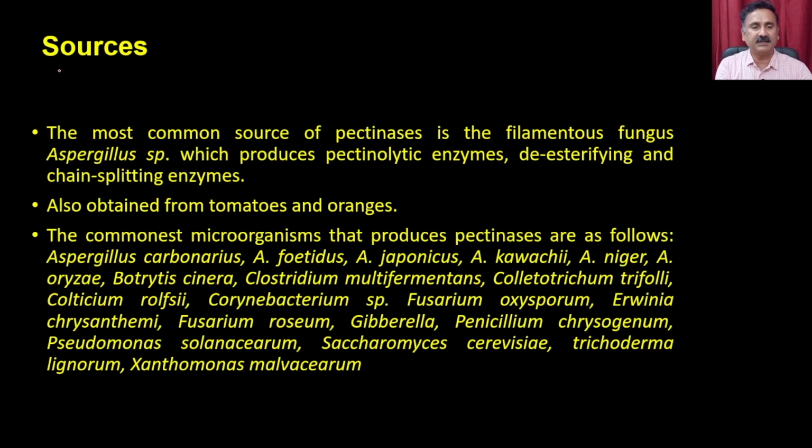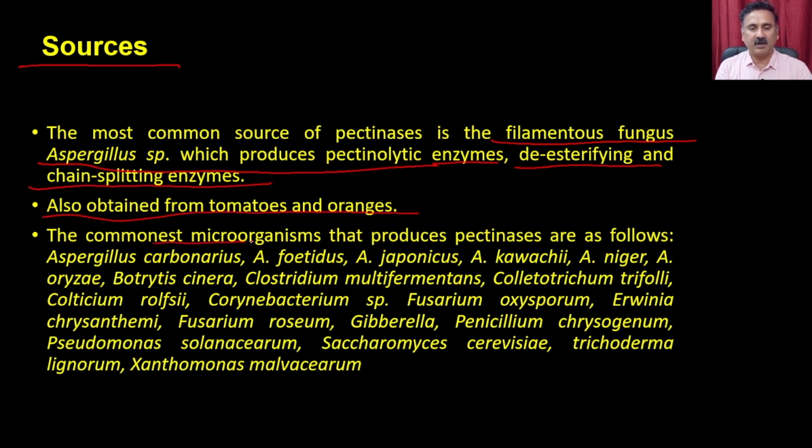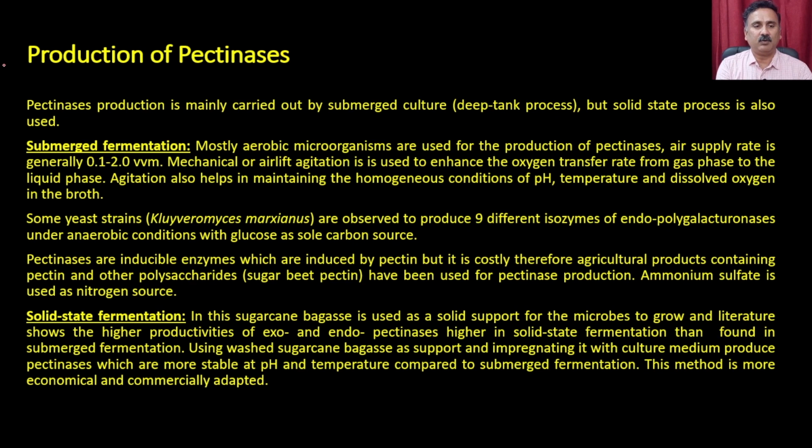What are the different sources? The most common source of pectinase is the filamentous fungus Aspergillus, which produces pectinolytic enzymes, de-esterifying and chain splitting enzymes. It is also obtained from tomato and orange. The common organisms that produce it are Aspergillus, Clostridium and so on. These are the different types of microorganisms you can use as a good source of pectinase. Once you have the source, you can do the production.